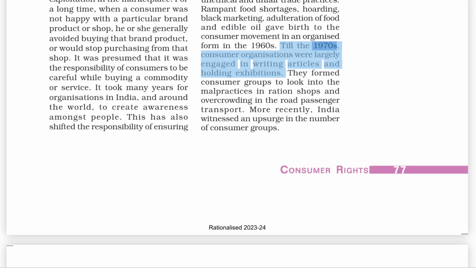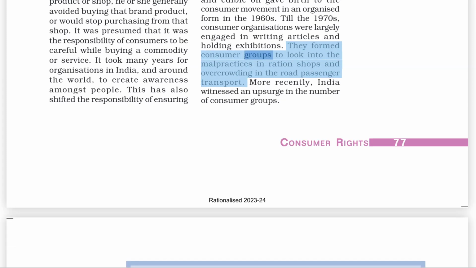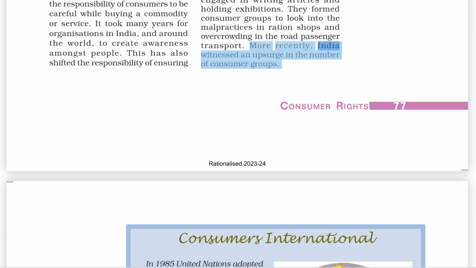Till the 1970s, consumer organizations were largely engaged in writing articles and holding exhibitions. They formed consumer groups to look into the malpractices in ration shops and overcrowding in the road passenger transport. More recently, India witnessed an upsurge in the number of consumer groups.